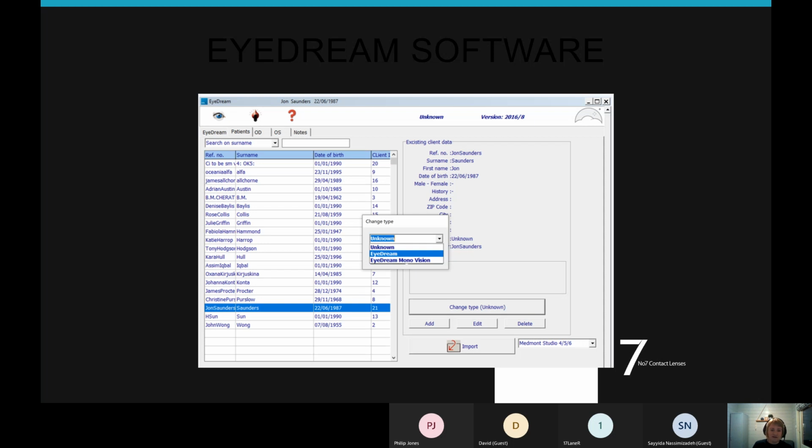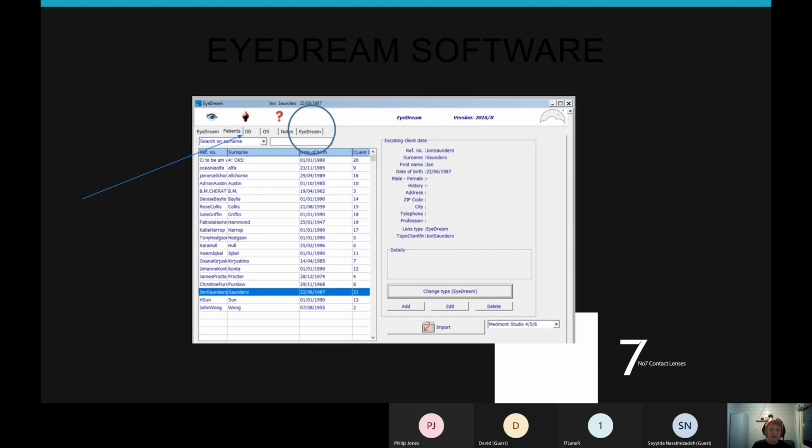You have to do this to make sure that you're actually able to place an order, because if you leave it as Unknown, then you don't gain a tab on this top section here, and therefore you can't place an order. So once you've clicked and changed it to EyeDream, you'll see that this extra EyeDream tab appears on this top line, and that's the bit that allows you to order.